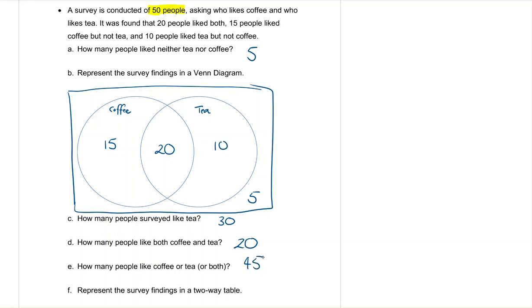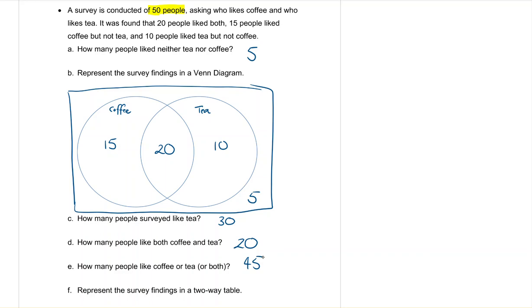Daniel, you have a question? Why is C a 30? How many people surveyed like tea? Everything inside the tea circle is people who like tea. Oh. So these 20 like coffee as well. That's what that's saying. But they still like tea, and these 10 people only like tea, not the coffee. But there's 30 people who do like tea.